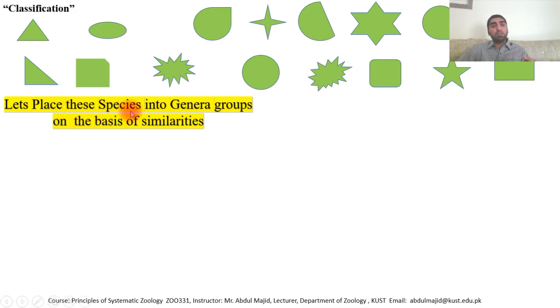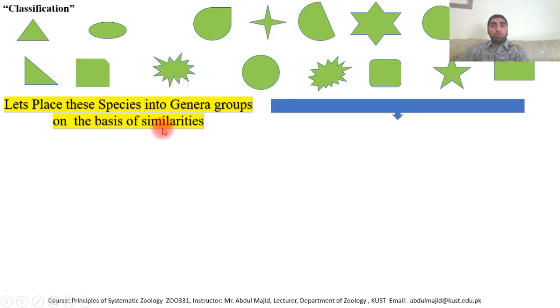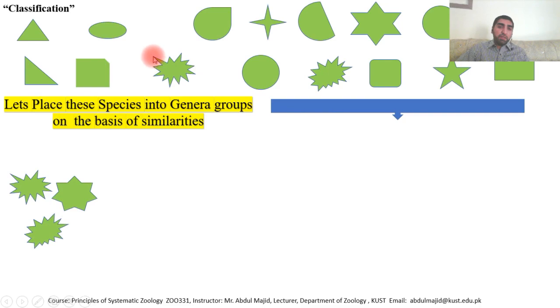For example, let's place these objects, not species, so forget about the species or genera group. Let's place these objects into groups on the basis of their similarities. So what we will do, for example, we will put these star shape objects in one group because they have many angles, like the star-like angles. So we will place them in one group. So we consider this one group.